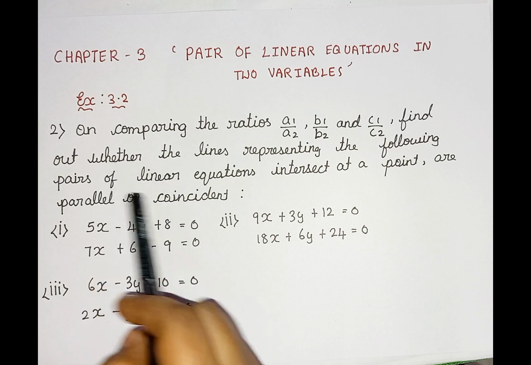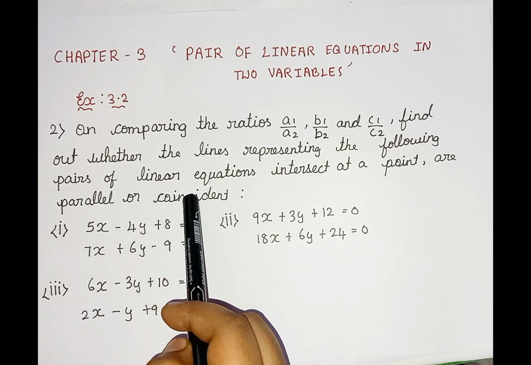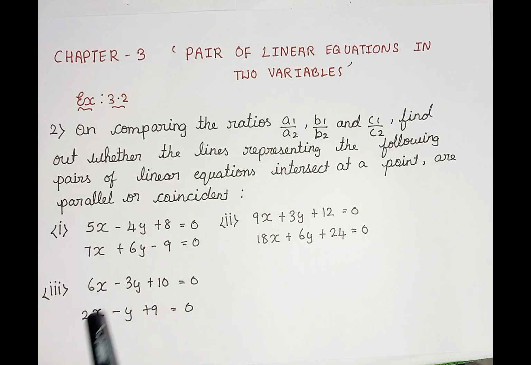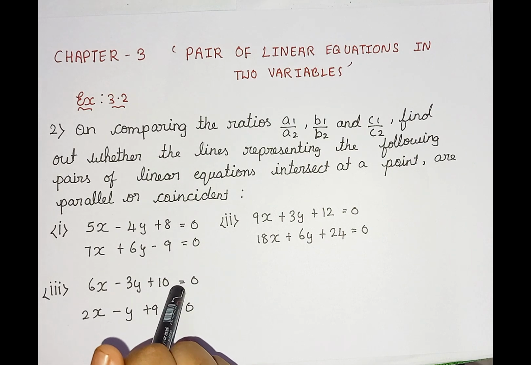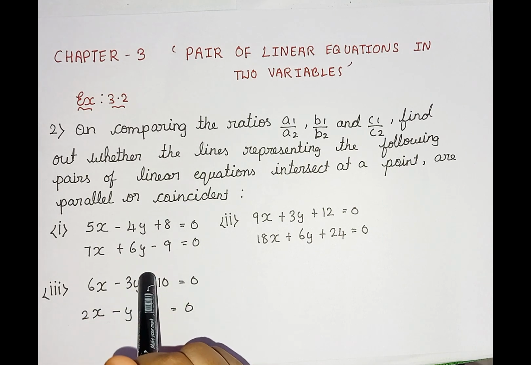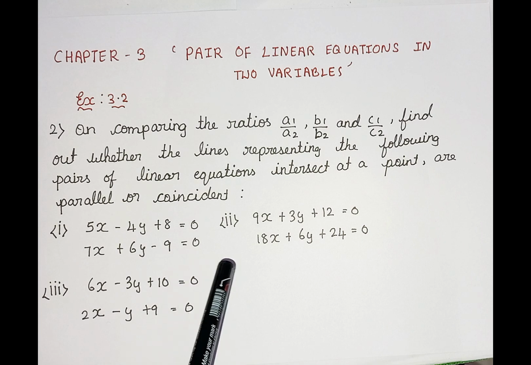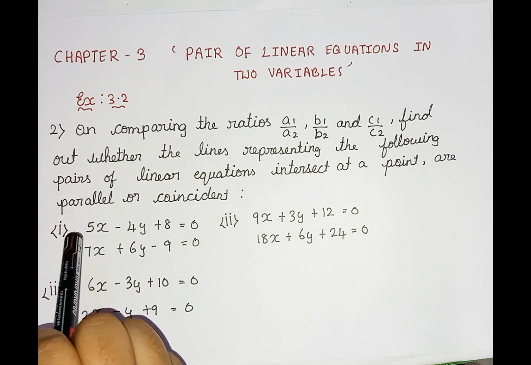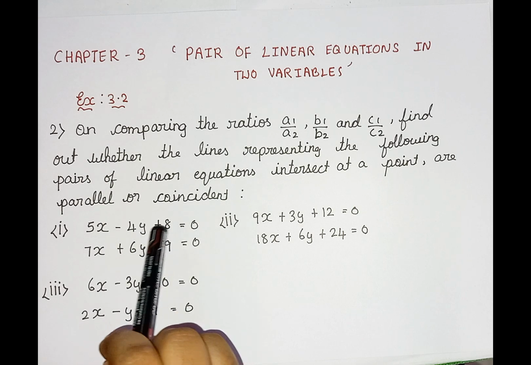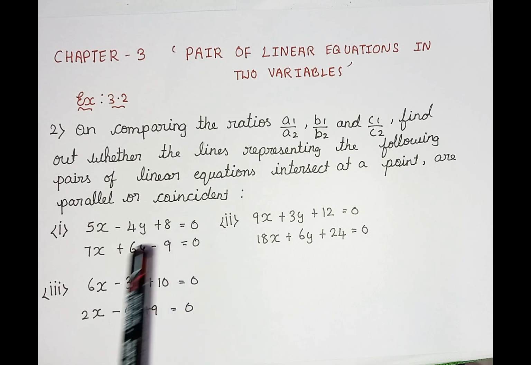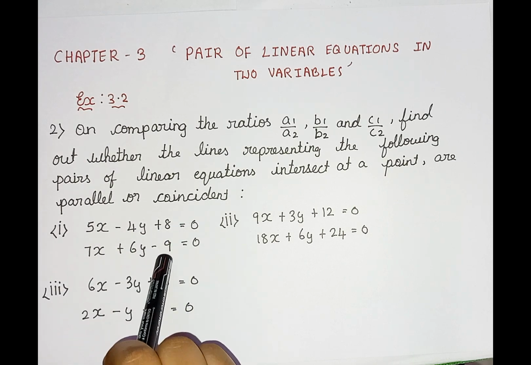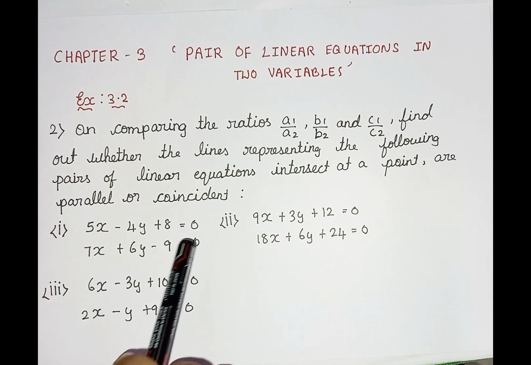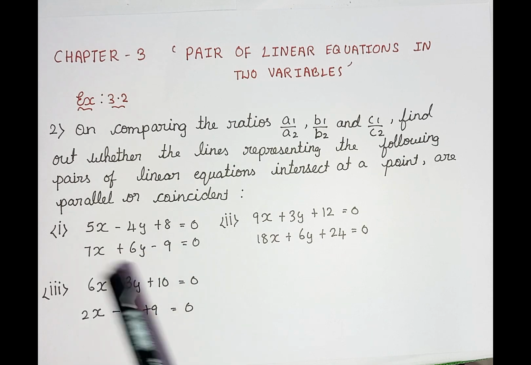Of course you guys know the rules, right? I just told you guys. There are three subdivisions. Let us try to solve the first and second subdivision in this video, and later on we can focus on the third. If possible, I will solve all the subdivisions as well. So this is the first subdivision, that is 5x minus 4y plus 8 is equal to 0, and 7x plus 6y minus 9 is equal to 0. So I am going to write it on another paper.